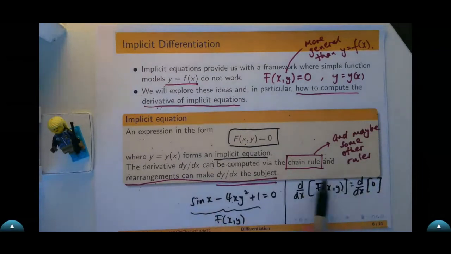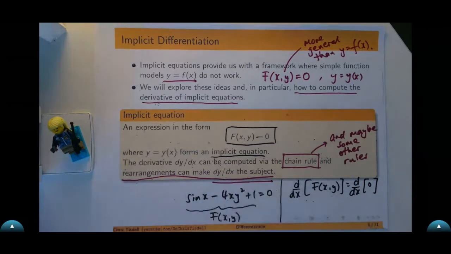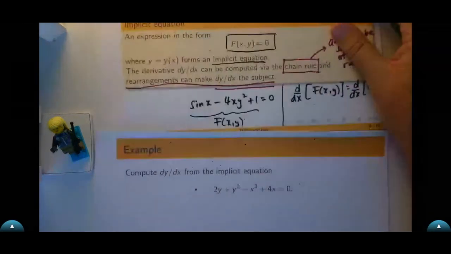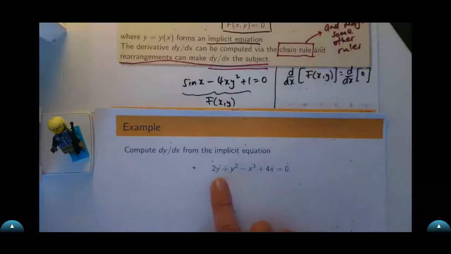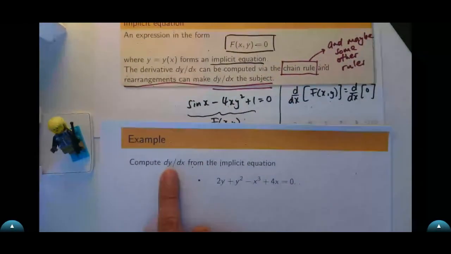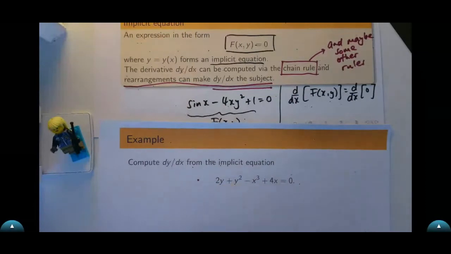And you can use the chain rule or the product rule or something to simplify this and then rearrange, okay? But let me show you, because usually the examples are the most interesting and the places where people learn the most, okay? So this is a classic example. Compute the derivative from this implicit equation.